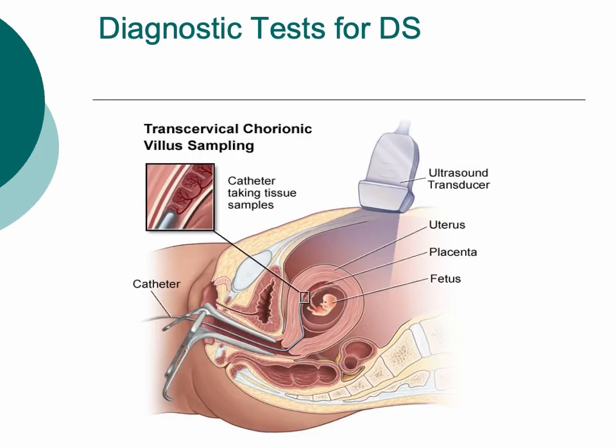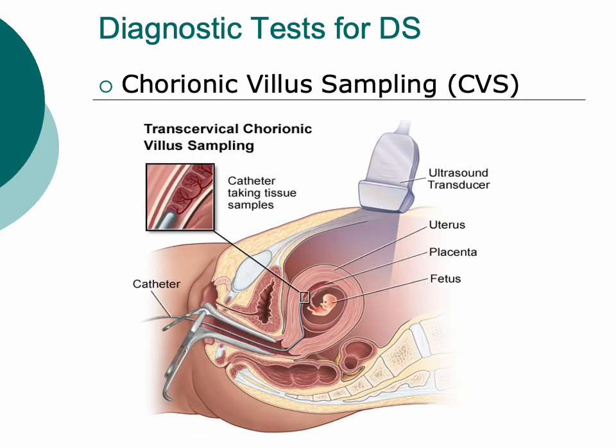You can also perform chorionic villus sampling or CVS. For chorionic villus sampling, we usually take tissue samples from the placenta, not the amniotic fluid.